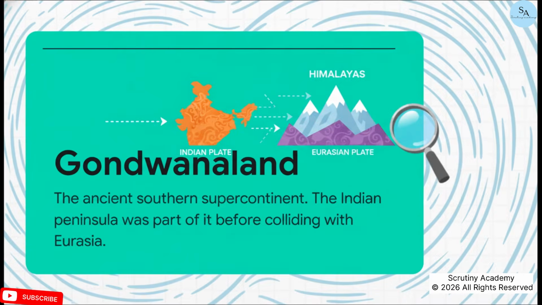So to really understand the Himalayas, you've got to know about Gondwana land. Way back when, the Indian peninsula was part of this massive southern landmass. It broke away, drifted north, and then, bam, it collided with the Eurasian plate. That colossal collision is what created the young fold mountains we now call the Himalayas.